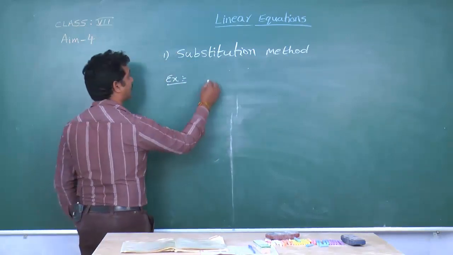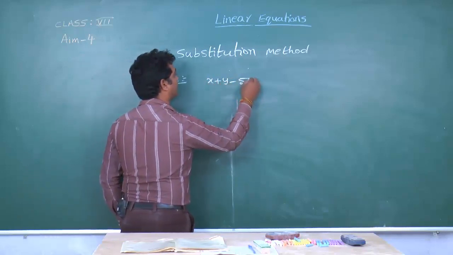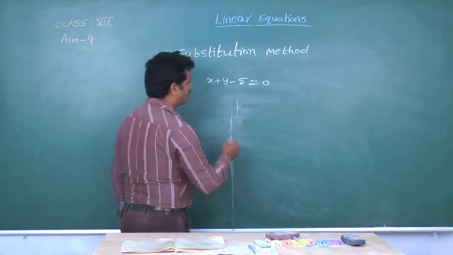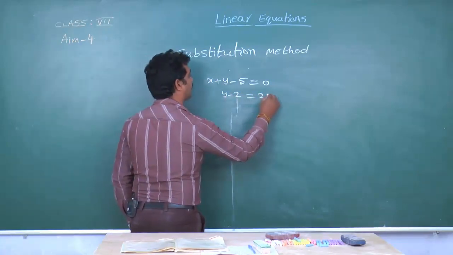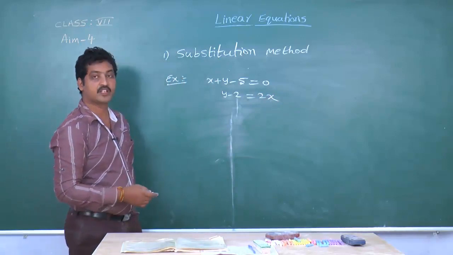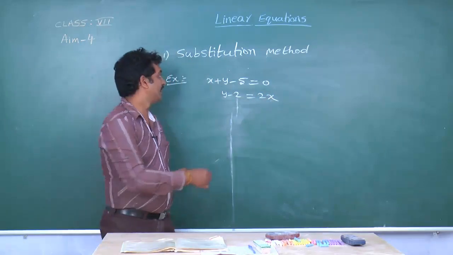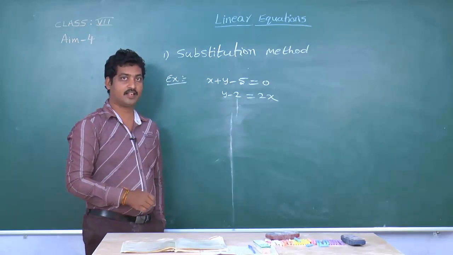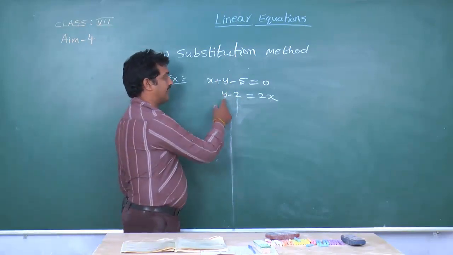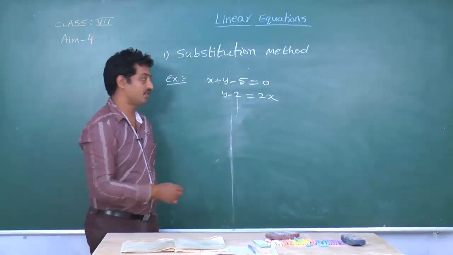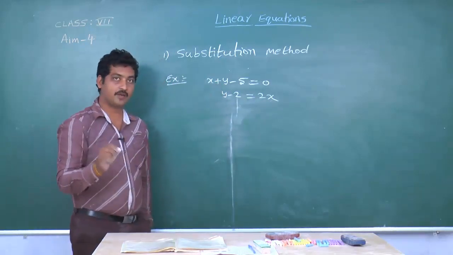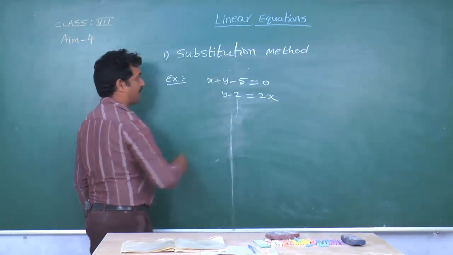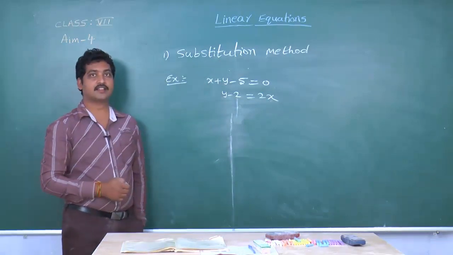x plus y minus 5 is equal to 0. And another equation is y minus 2 is equal to 2x. First of all, check once. Are these two a simultaneous system of linear equations or not? Yes. x and y are the variables here and there also. Therefore, these two are a system of simultaneous linear equations in two variables. Now, using this substitution method, how to solve for x and y?